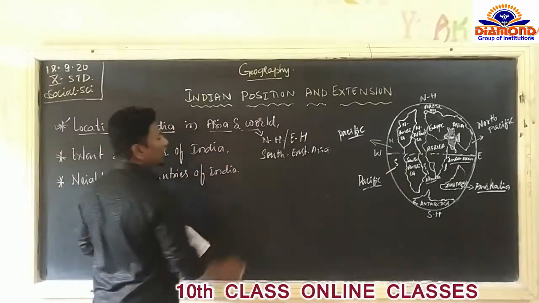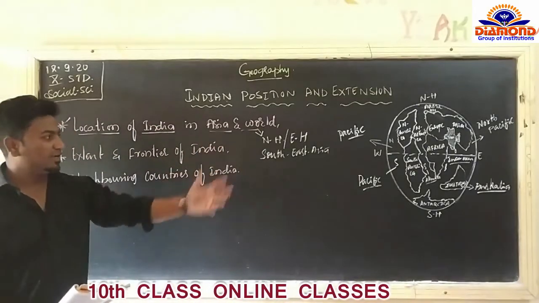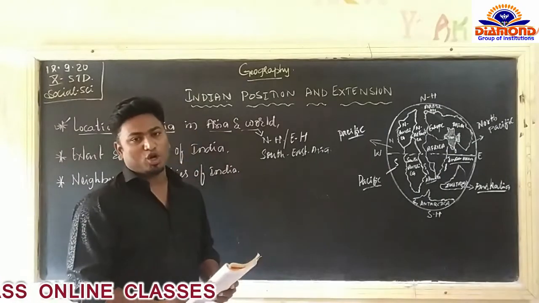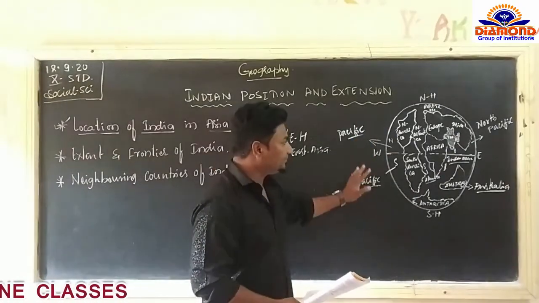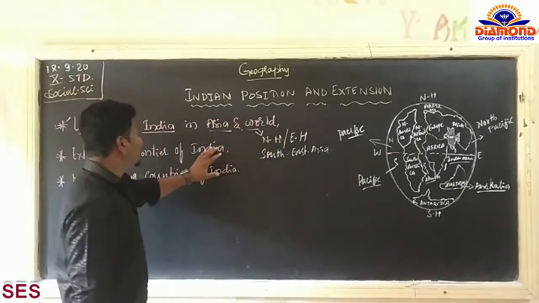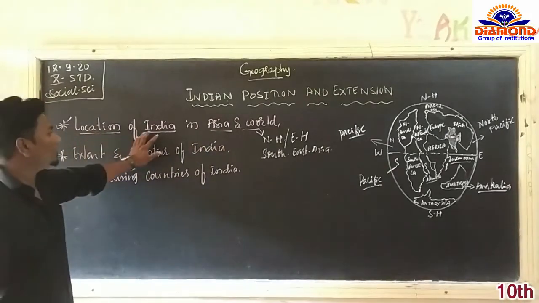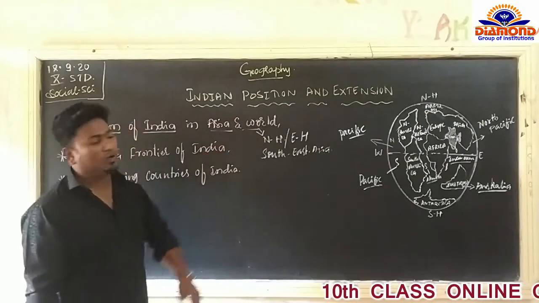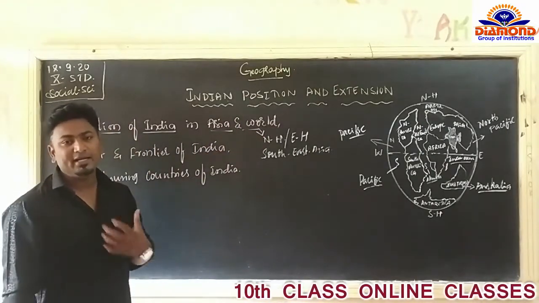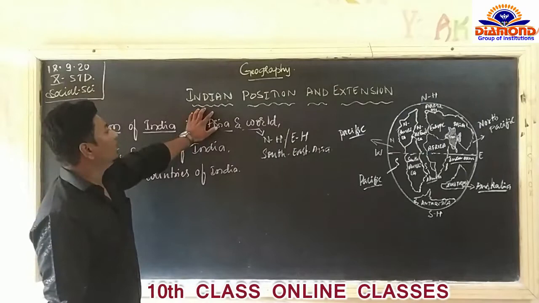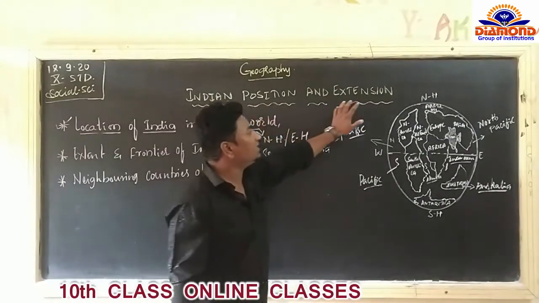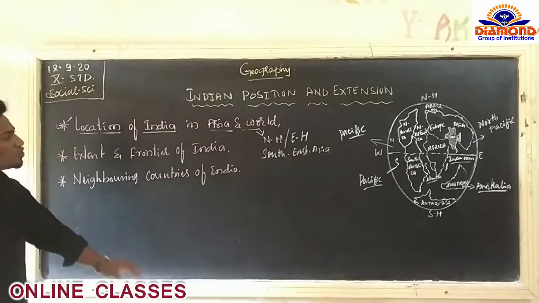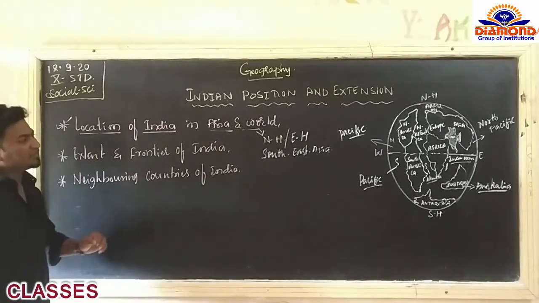As you see in front of your board, the world map is drawn here, and the topic name is the location of our India in Asia and also in the world, where our India exists. Because we are going to understand the Indian position and its extension today in this chapter. So let us start with this.